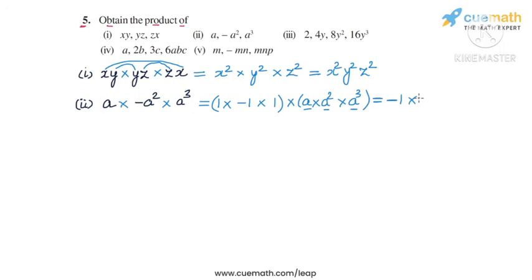So in all this is 6 repetitions of a. So we can write a to the power 6. So minus 1 into a to the power 6, which we can write as minus a to the power 6. So this is the product for the second part.